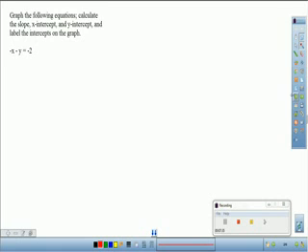Now there's a heavy emphasis in this lesson on graphing. Graph the following equations, calculate the slope, x-intercept, y-intercept, and label the intercepts. I encourage you to go back and make sure you read all of the text in the book and the online text, and then come back and watch this video. The first thing I want to show you how to do is to calculate the slope. What you want to do is get this equation in slope-intercept form. Slope-intercept form simply says that y will be on one side of the equal sign by itself.